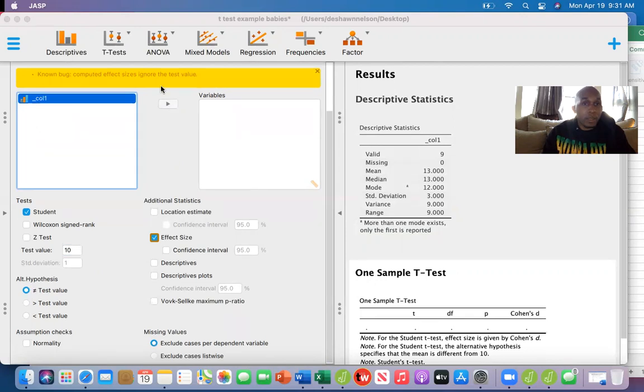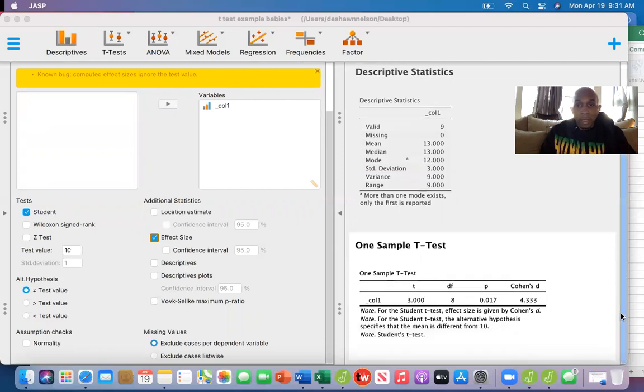Okay, we have this bug, computed effect sizes, ignore the test value. So maybe the Cohen's D might be a little off, but let's see when we get there. Okay, so what do we have here? We have the one sample T test. We have a T value of 3.